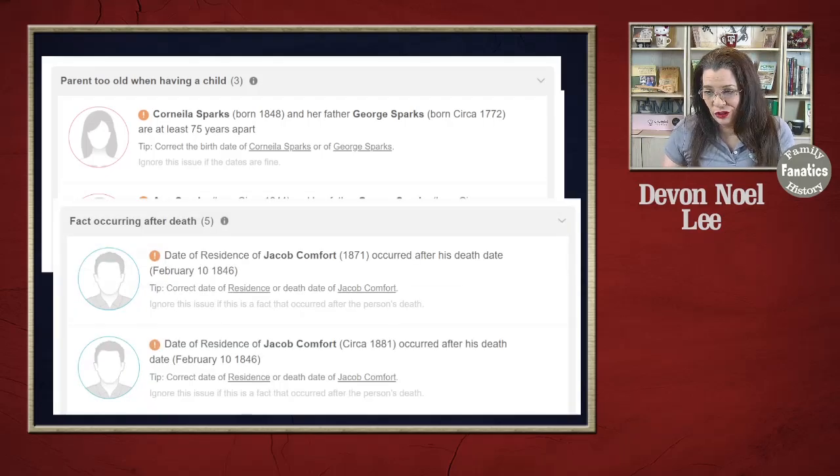Fact occurring after death. This one, the date of residence is 1871 and his death date is 1846. Now, sometimes I'll put in a fact that happened after someone's death, and that could be a probate record. It could be the sale of their property, and I just put it into the family tree so that I know when his property got sold. If that's the case, then I can go ahead and ignore that information because there's that option right there. But this is quite a large gap. Do I have the right Jacob with that residence? We'll have to go and find out.